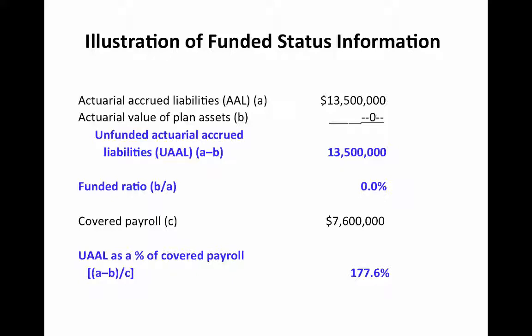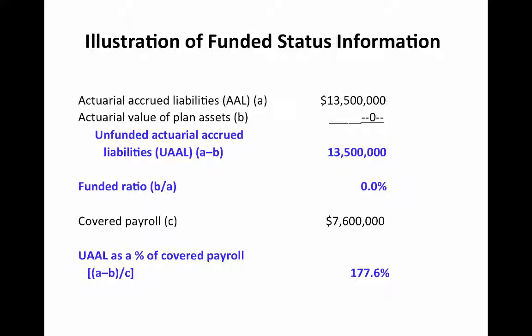The funded ratio is the AVA divided by the AAL. In this case, there is no AVA, so the funded ratio is 0. It's completely unfunded. The antithesis is 100%, fully funded. In some cases, governments might have an actuarial value of plan assets that's greater than the AAL, and so their funded ratio would be greater than 100%. You might see that occasionally in pensions. You never see it in OPEB. 0% is usually what you see.